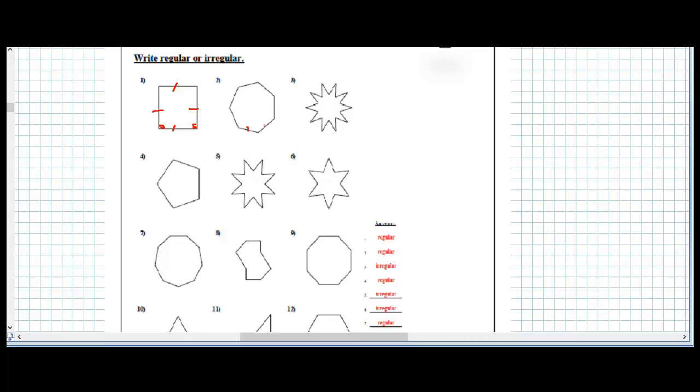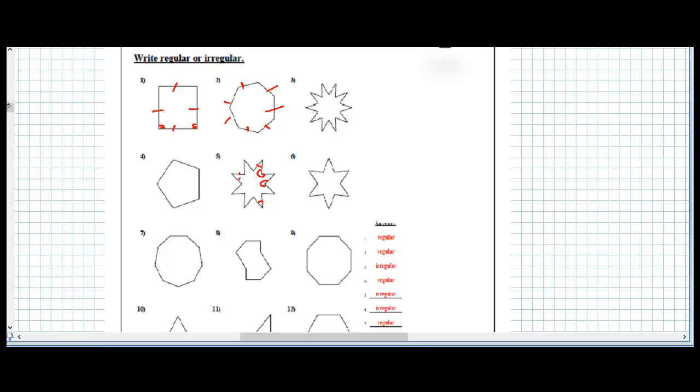The second one here, all the sides are equal, so it's regular. Here, not all the sides are equal, so this one is irregular. Question 4, this pentagon, it's regular because all the sides are equal. Question 5, it's irregular because the sides are not all equal. Question 5 here, all the sides are equal, but the angles are not equal. Can you check this angle and this angle? This is bigger and this is small. So the angles are not equal, so it's irregular.